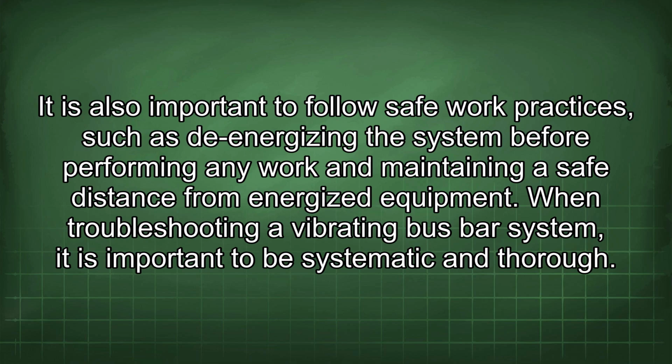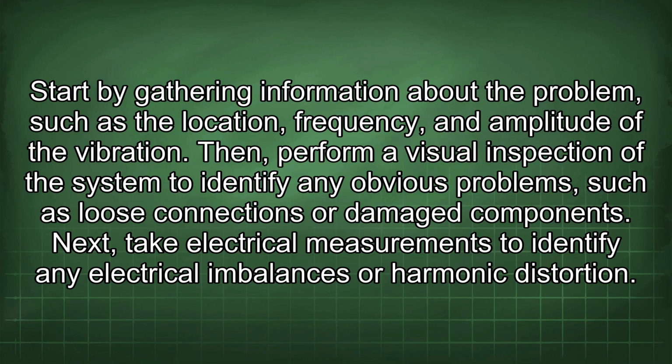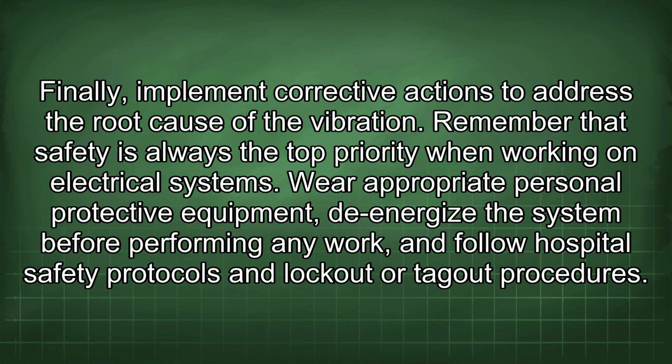When troubleshooting a vibrating busbar system, it is important to be systematic and thorough. Start by gathering information about the problem, such as the location, frequency, and amplitude of the vibration. Then, perform a visual inspection of the system to identify any obvious problems, such as loose connections or damaged components. Next, take electrical measurements to identify any electrical imbalances or harmonic distortion. Finally, implement corrective actions to address the root cause of the vibration.